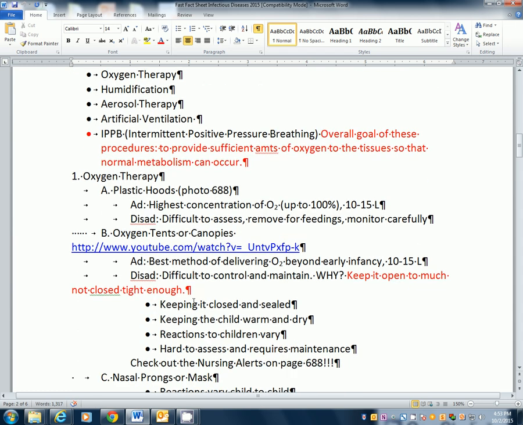Oxygen therapy in the form of tents or canopies are on, let's see what page those are on. Well, I've got you a YouTube there to watch because I don't think there is an oxygen tent in here. So I put a YouTube on here, so make sure you watch that. But the advantage is it is the best method of delivering oxygen beyond the early infancy period. Again, it still has to have 10 to 15 liters. And the disadvantage is that it's difficult to control and maintain.